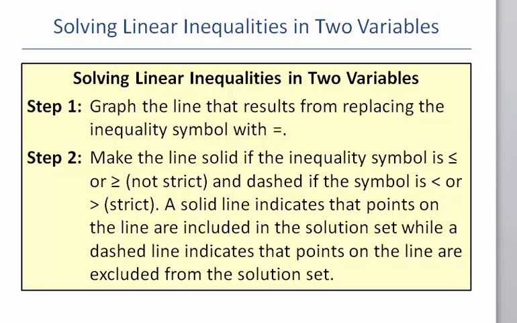Step two is to make the line solid if the inequality symbol is less than or equal to or greater than or equal to, and we make it dashed or dotted if we have a less than or a greater than. And we'll look at this with an example in just a second. A solid line indicates that points on the line are included in the solution set, while a dashed line indicates that points on the line are excluded from the solution set.